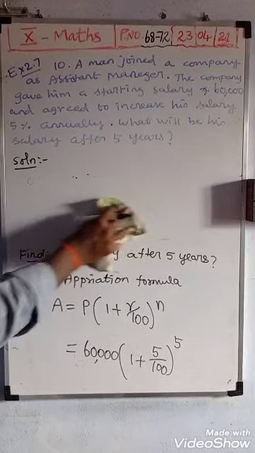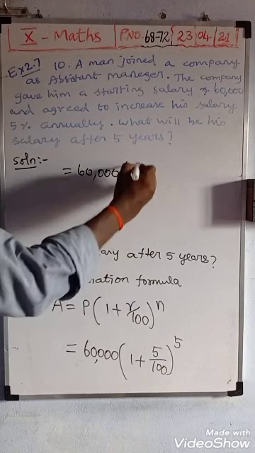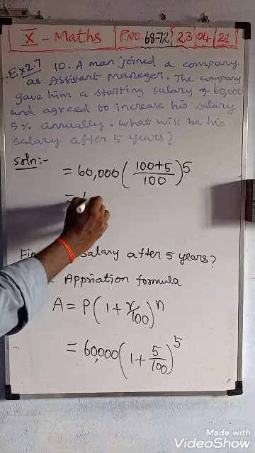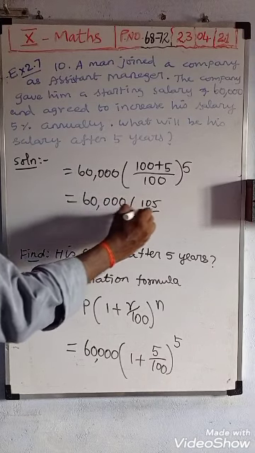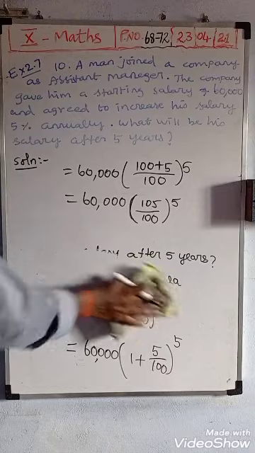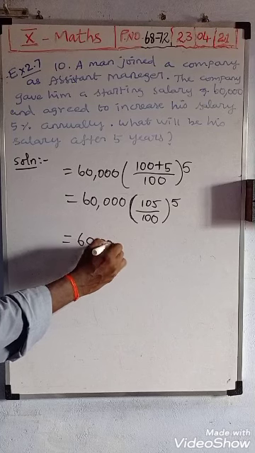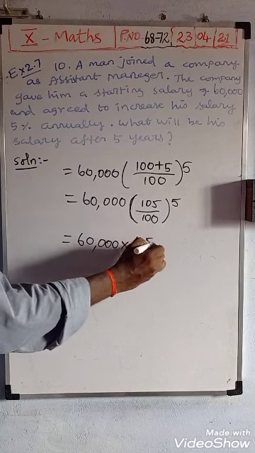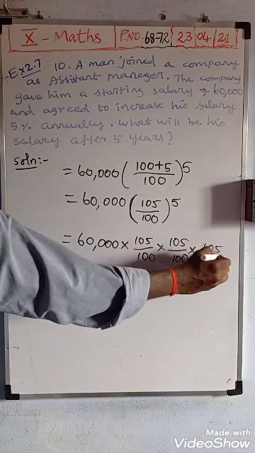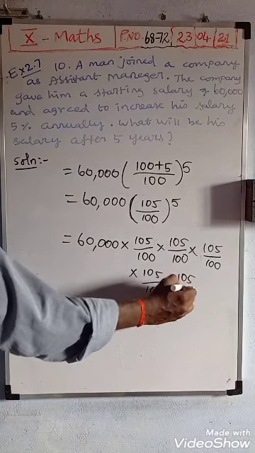Now, 60,000 of, taking 100 as the LCM, 100 plus 5 by 100 whole to the power 5. So 60,000 of 105 by 100 whole to the power 5. It can get cancelled, but cancellation is easy, so I am not cancelling here. This 60,000 into 105 by 100, you want to write it 5 times, because the power is 5. 105 by 100 into 105 by 100.